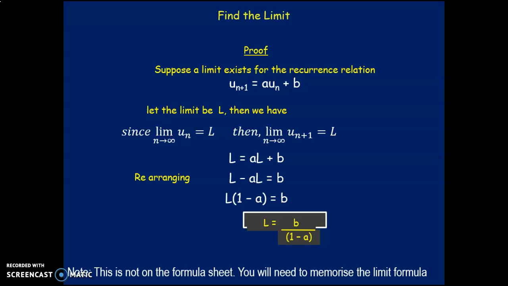Now, one thing to note, this is not on the formula sheet, and you will need to memorize this limit formula for recurrence relations.